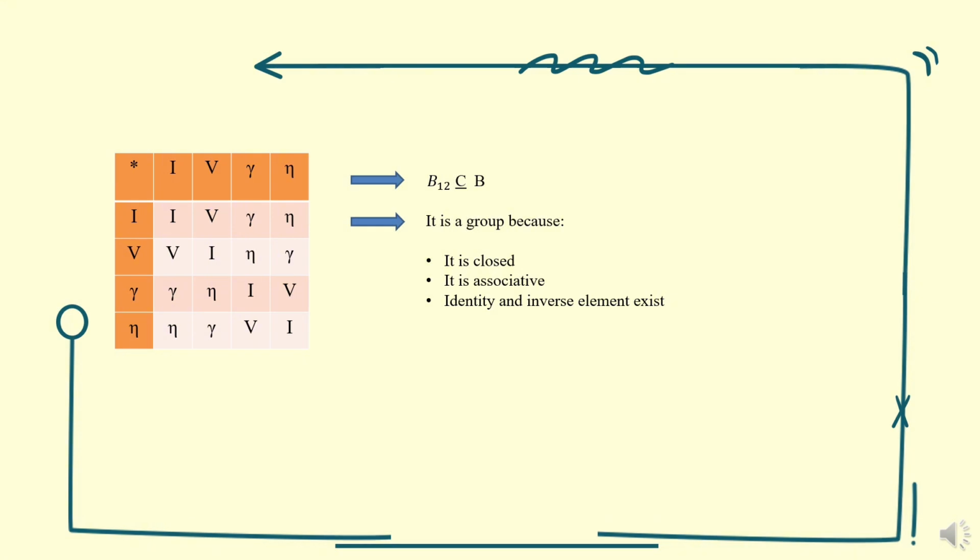It is associative, because when we flip the table 180 degrees, as I said earlier, then rearrange it in order 1, 5, gamma, and eta, we can get the same values as the original. So, in that way, we can say that this table is associative. And lastly, identity and inverse elements exist.